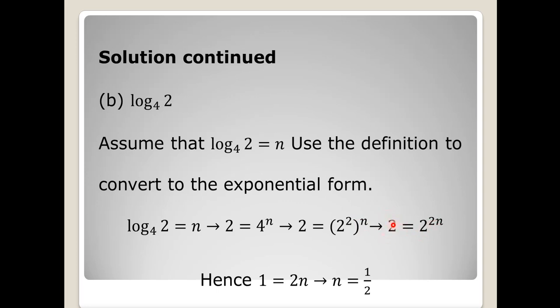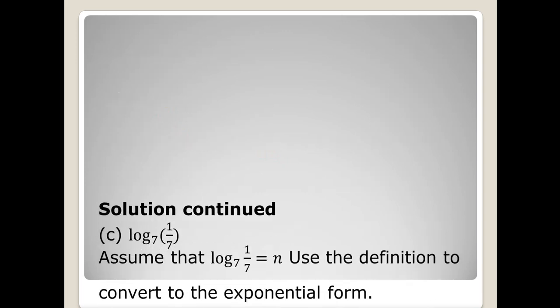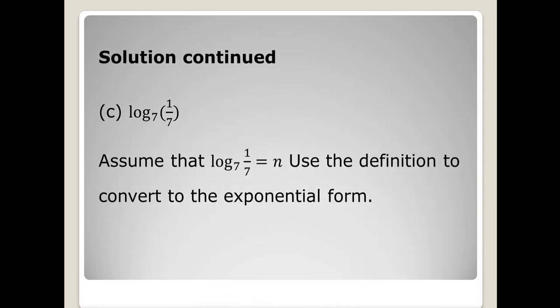This 2 has an index of 1, this 2 has an index of 2n, and they are equivalent to each other, so the indices on the two sides of the equation should be equal. So 1 equals 2n, divide both sides by 2, and you get n equals half. So here the answer is half: log 2 to base 4 equals half. Let's see the third example: log 1 by 7 to the base 7.